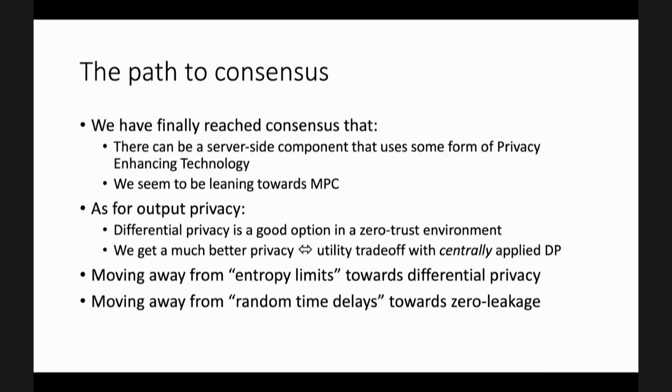We're also moving away from these hard-coded entropy limits that don't provide any form of academically rigorous privacy protection towards differential privacy as the mechanism for privacy protection. And away from these random time delays that were part of the earlier proposals, which seriously undermine utility without providing particularly robust privacy protections, towards zero leakage by design, where, for example, the browser emits something at a known time, exactly at the moment that the event occurs. So the timing has no information.